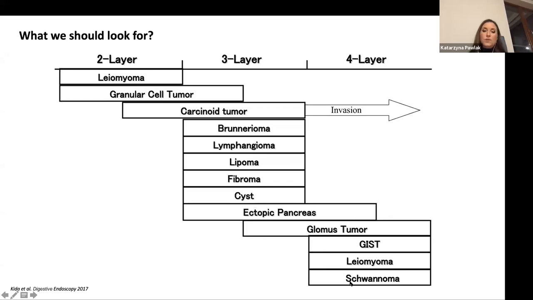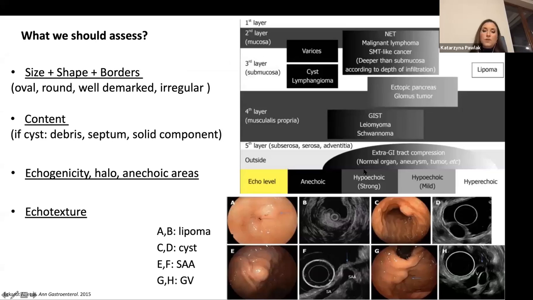And the next thing we should assess during the EUS examination is size, shape, and borders, as well as the content, if some type of subepithelial lesion includes a cystic part. Then you should check where the debris is, and if there are septa or a solid component, which is highly suspicious for malignancy even. But also we should check the echogenicity and echo texture, which are typical for some lesions.